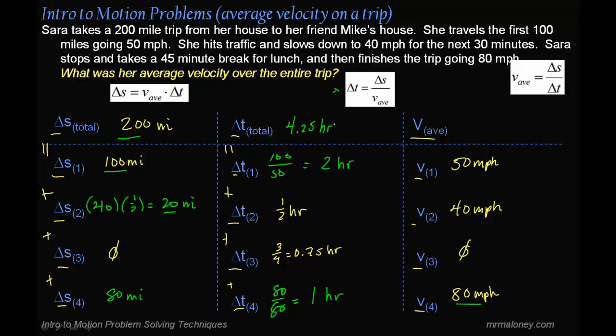Then if you want her average velocity for the entire trip, you're going to use the time for the entire trip and the displacement for the entire trip. So that's going to be 200 miles divided by the 4.25 hours. Again, it's always good when you're doing math before you type it in your calculator to do a quick guess to make sure you didn't type something wrong. This is really close to 200 divided by 4, which would give me 50. The denominator is a little bit bigger, so I should get a little bit less than 50. And in this case, you get about 47 miles per hour for her average velocity over the entire trip.